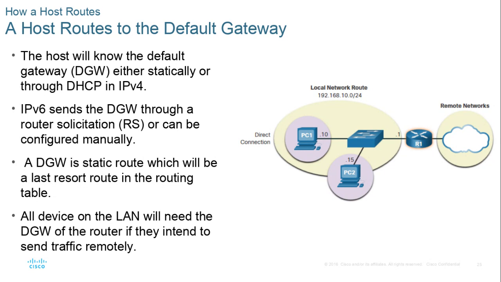In IP version 6, there's another scheme for finding their IP address called router solicitation, or we can configure those manually as well. So the default gateway is a route in the routing table so that when PC1 and PC2 want to talk to the remote networks, router R1 will have in its routing table a way to get to those other networks.